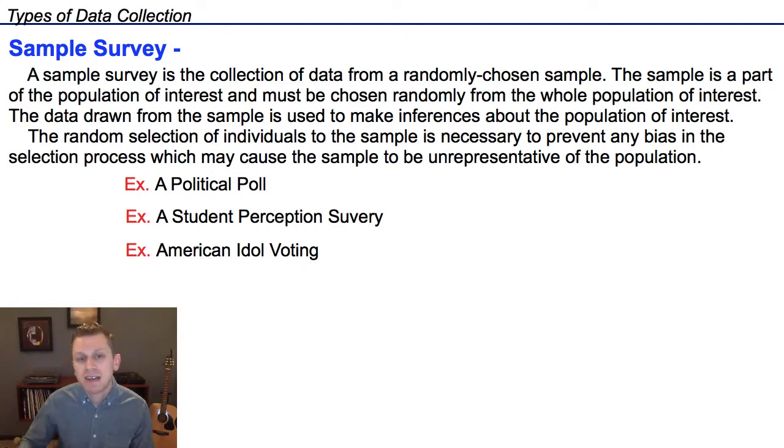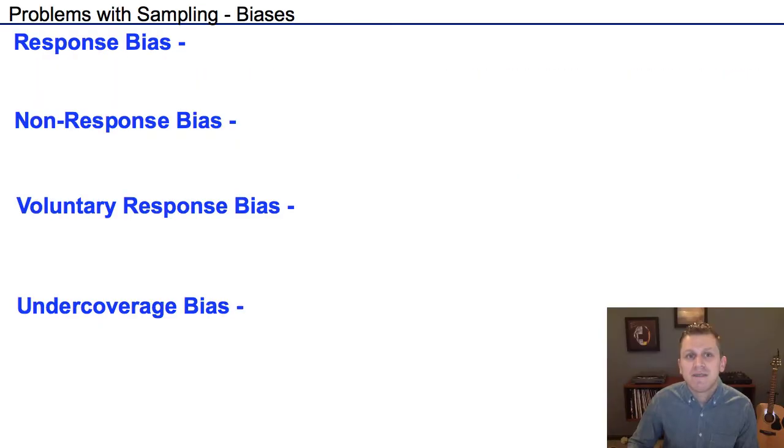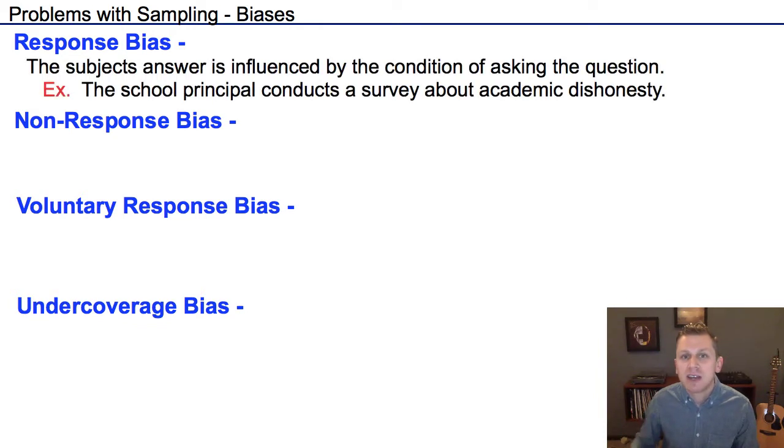And I'm going to point out some examples of some different types of bias that can happen when creating sample surveys. The first type of bias we call response bias, and response bias is when the subject's answer is influenced by the condition of asking the question.